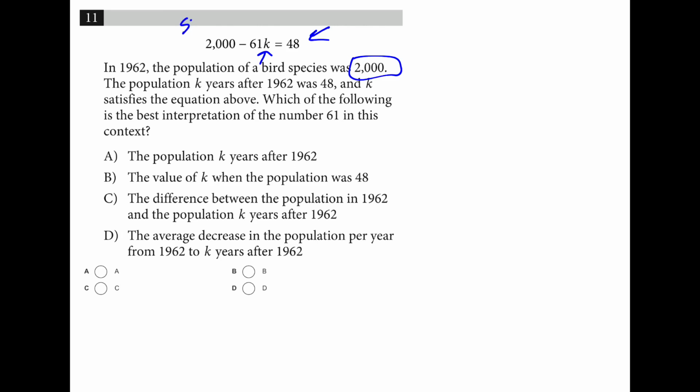So this is our starting value. This is our slope here, the negative 61. So it's like b is equal to 2,000 right here. Slope is equal to negative 61. 48 is just a current total.